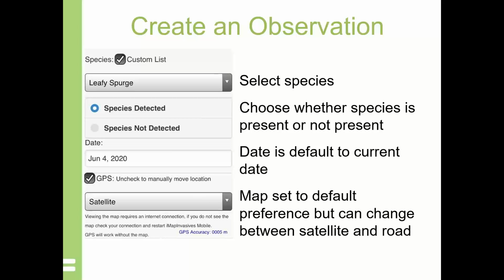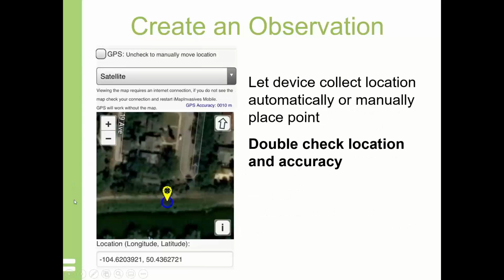And if you keep that GPS box checked, the app will automatically pick up your location. So this is where we found the spurge. The device will automatically pick up your location if you have that GPS box checked. If it's unchecked, you can manually place your points. So in this one, I unchecked the GPS box and manually placed my point, and it picks up my location. And you're always going to want to double check that your location is accurate.